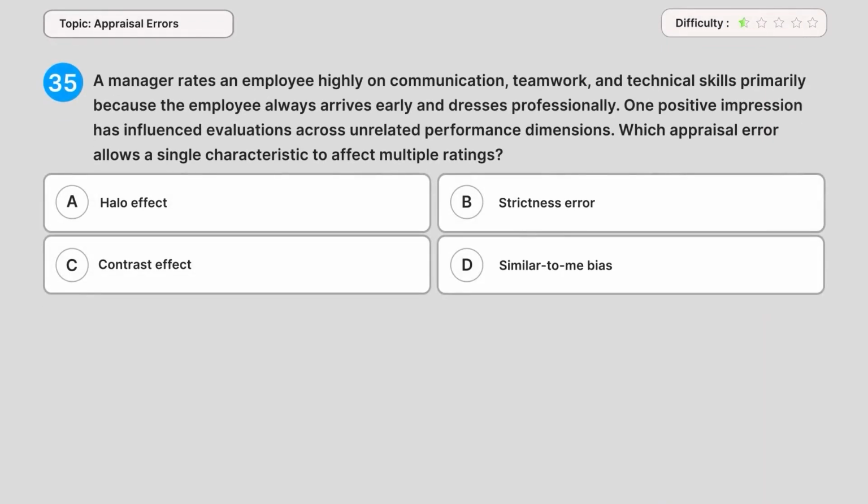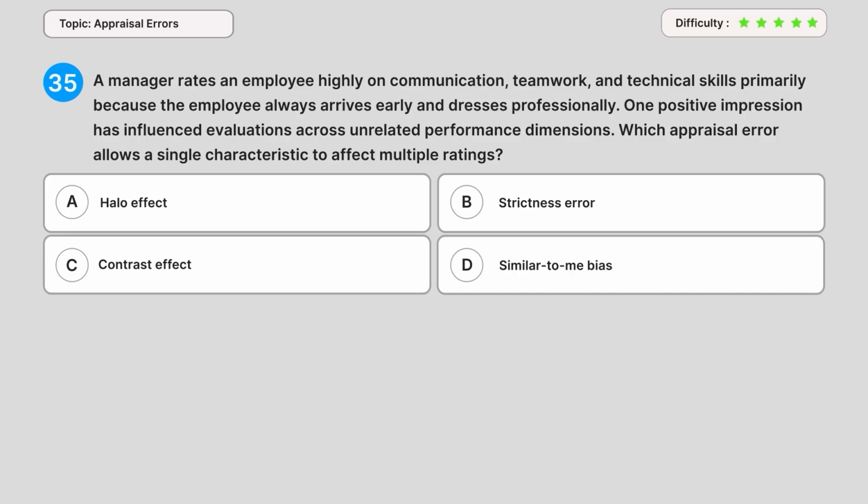35. A manager rates an employee highly on communication, teamwork and technical skills primarily because the employee always arrives early and dresses professionally. One positive impression has influenced evaluations across unrelated performance dimensions. Which appraisal error allows a single characteristic to affect multiple ratings?